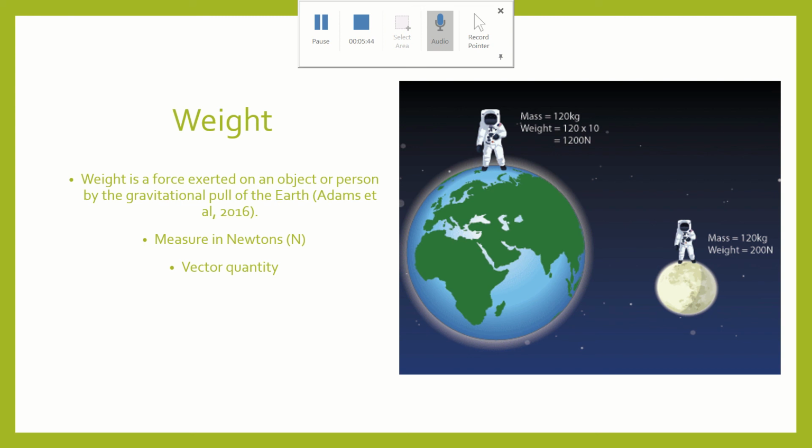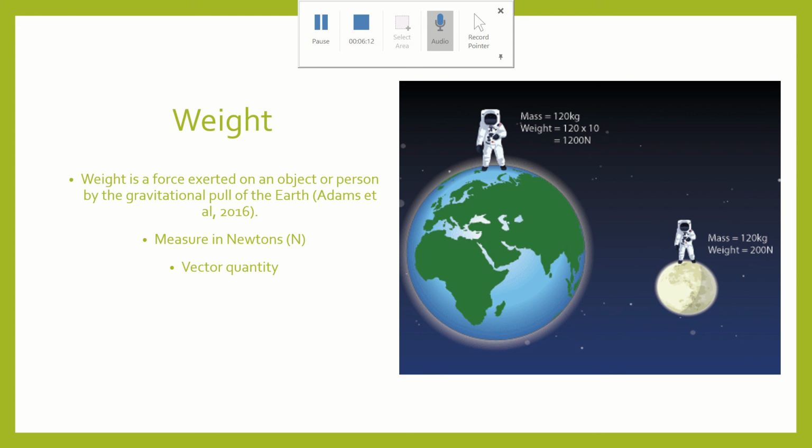Weight is a force exerted on an object or person by the gravitational pull of the Earth. The reason weight is a vector quantity is because its direction of force is always towards the center of the Earth. On Earth, the gravitational pull is constantly 9.81 meters per second per second. Weight is measured in newtons. It is common that weight is measured in kilograms, however, this is not correct. Only mass is measured in kilograms.